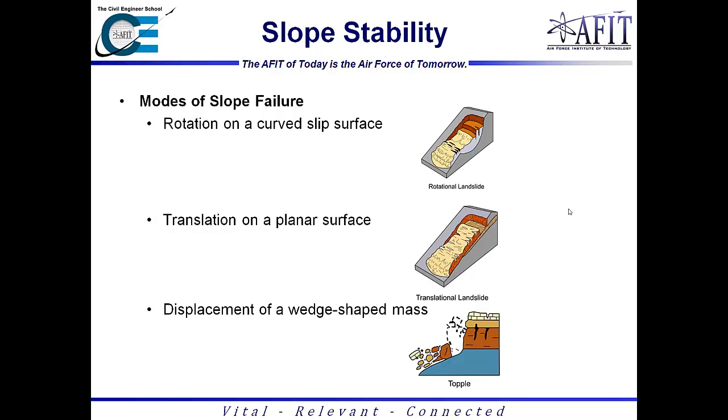So we have rotation on a curved slip surface, which is the rotational failure I showed two slides ago. Then we also have translation on a planar surface, and this tends to be when the angle of incline is greater than the friction angle. You'll see this a lot more on your cohesionless soils. And then we also have displacement of a wedge-shaped mass, i.e. like a rock slide, which could be caused by excess loading or something like that. Essentially there'll be an edge here, and it'll fall off and then start toppling down.